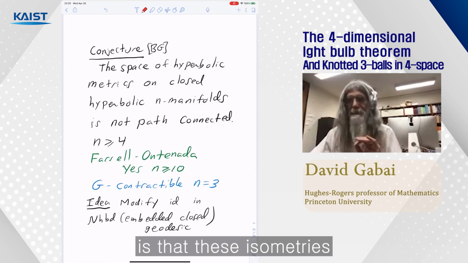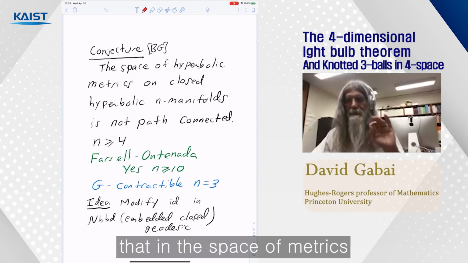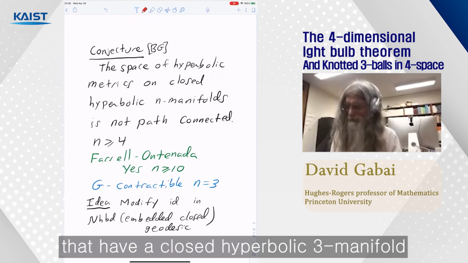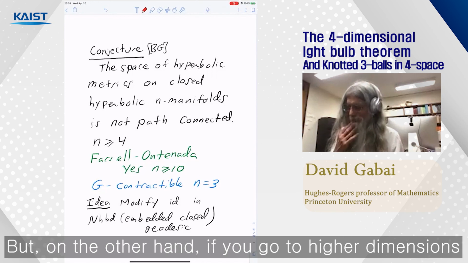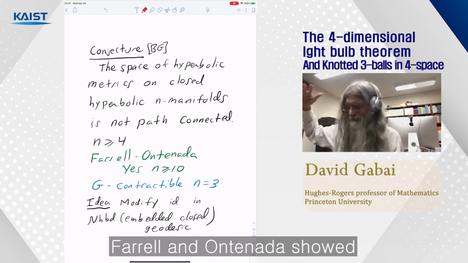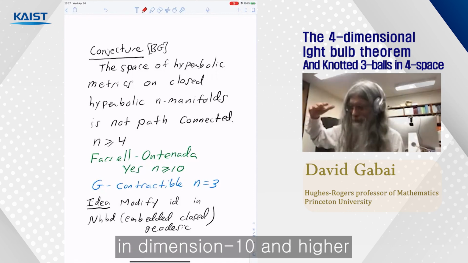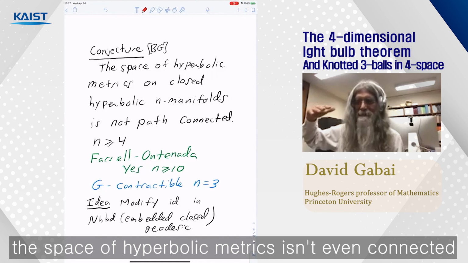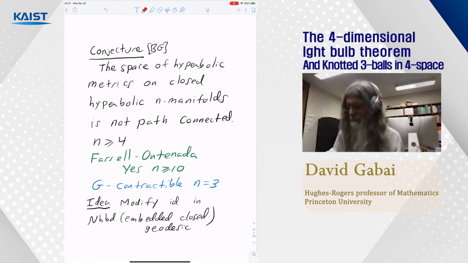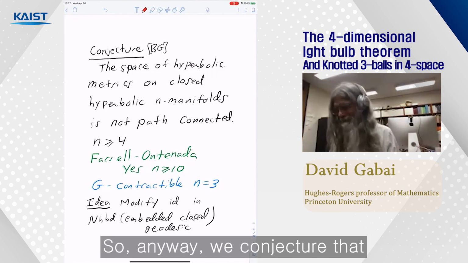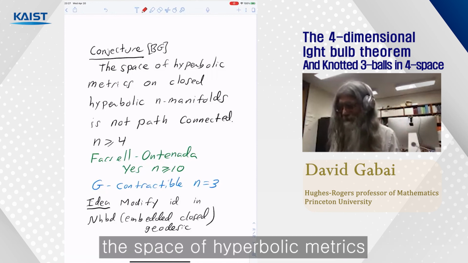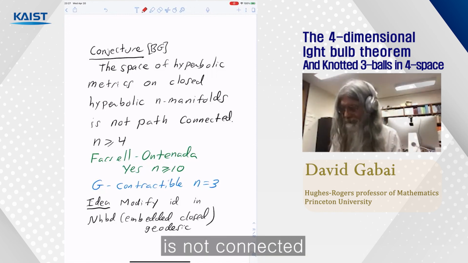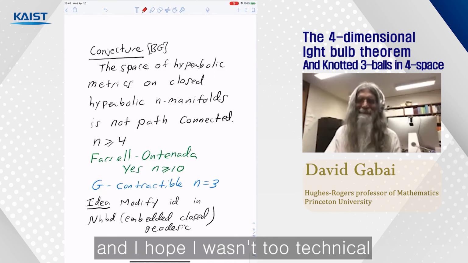What Mostow doesn't say is that this isometry is isotopic to the identity. In other words, for a closed hyperbolic 3 manifold, the space of hyperbolic metrics is contractible. But on the other hand, if you go to high dimensions, Farrell and Ontaneda showed that in dimension 10 and higher, the space of hyperbolic metrics isn't even connected. And we conjecture that in fact in all dimensions bigger than or equal to 4, the space of hyperbolic metrics is not connected.